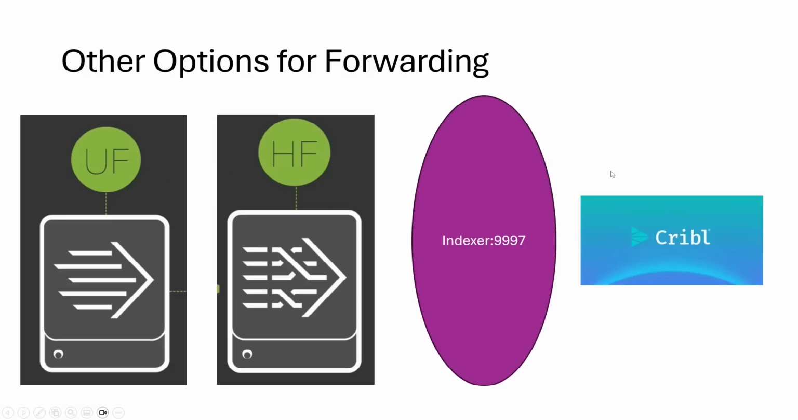You can have a one-to-many, so many universal forwarders send to one Cribl. You can have one instance, and it's just doing it to be enriching the data. But these are options that you can use to change what the data is coming from the source before it reaches the indexer.